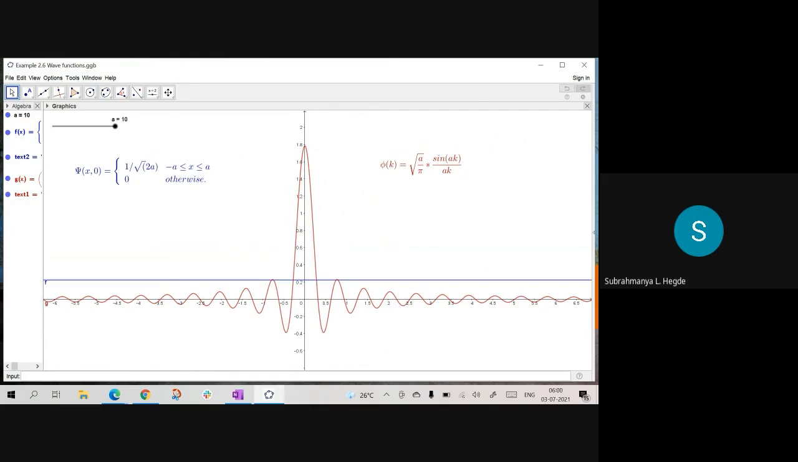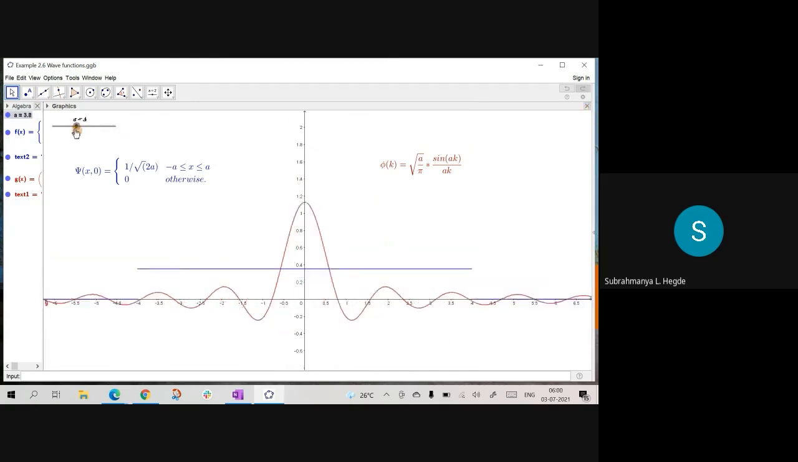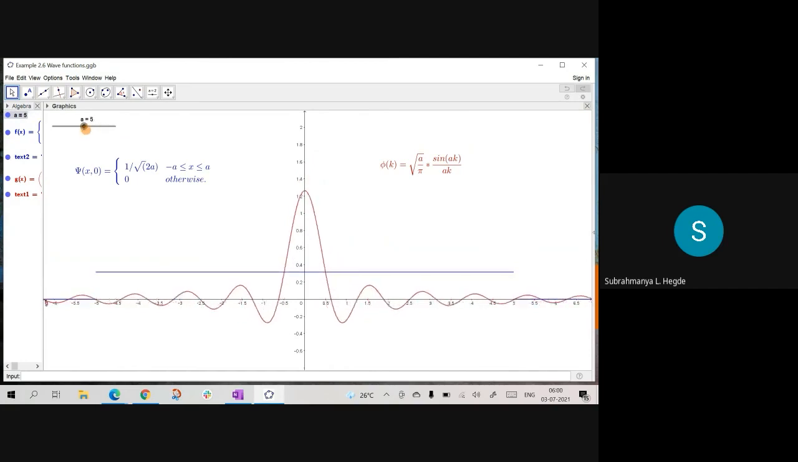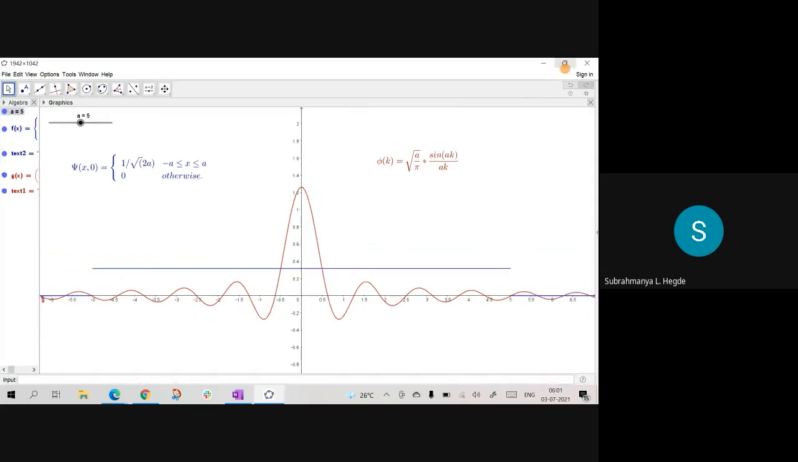Now look at here. What I made here is that a can be changed here. I don't know how to do it in a touch screen. Now let me keep a value moderate, a equal to 5. I put a equal to 5 here. Can you see this blue curve? Yes, sir. This blue curve goes from minus a to plus a, and it is 0 outside. So this is psi of x comma 0. This is the momentum space wave function, root of a by pi, sine ka divided by ka. This is the red curve. The red curve is the momentum space wave function. The blue curve is the position space wave function.